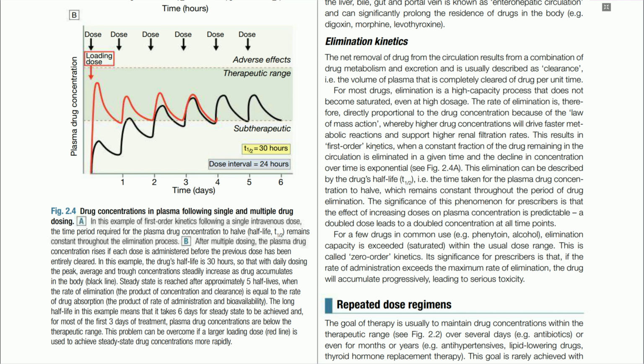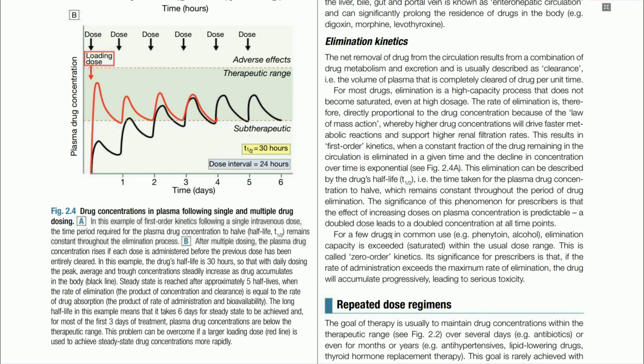This results in first order kinetics when a constant fraction of the drug remaining in the circulation is eliminated in a given time, and the decline in concentration over time is exponential. See figure 2.4a. This elimination can be described by the drug's half-life. Example: the time taken for the plasma drug concentration to halve, which remains constant throughout the period of drug elimination. The significance of this phenomenon for prescribers is that the effect of increasing doses on plasma concentration is predictable. A double dose leads to a double concentration at all time points.